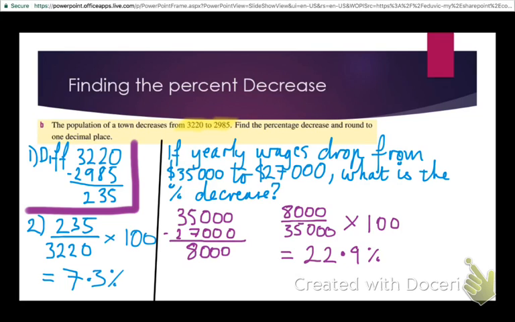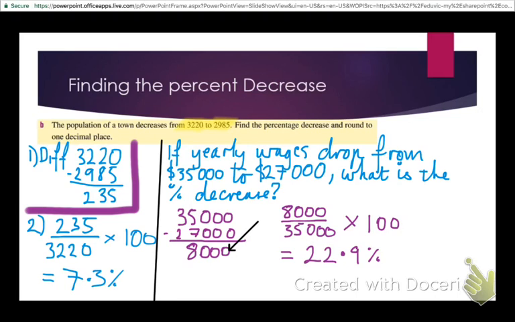Okay, so you can see that the difference between the two wages is $8,000 on the left here. So just looking at that figure there, and if we take that, pop it over the original wage of $35,000, multiply it by 100, you should be able to see that fairly easily it rounds to 22.9% decrease for those wages.